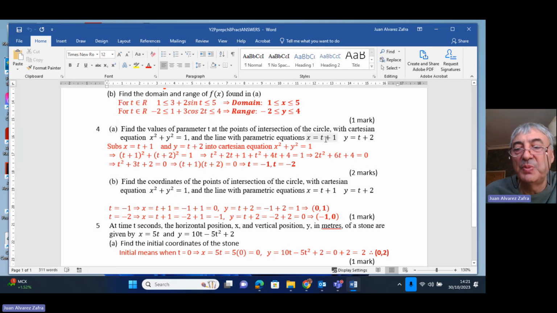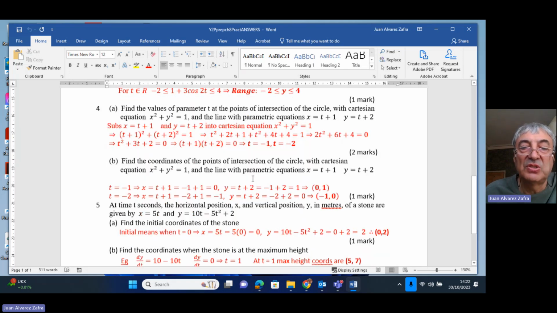And in this case, we want to solve them simultaneously. And the easiest thing is going to be to substitute the value of x by t plus 1 and the value of y by t plus 2 in the Cartesian equation. So in the Cartesian equation, x squared plus y squared equals 1, if we replace x by t plus 1, replace y by t plus 2, we're going to get an equation involving just t's. If we then solve this equation, which is a quadratic, we get our two values of t, which in this case are -1 and -2.